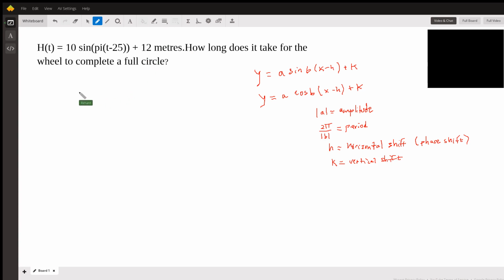It's very, very simple. So I'm just going to copy it: h of t. I'm going to use a lowercase h, which is a more traditional choice. h of t equals 10 times the sine of pi times t minus 25, plus 12. So that's all there is. We don't need this extra set of brackets, but I'll put it here.